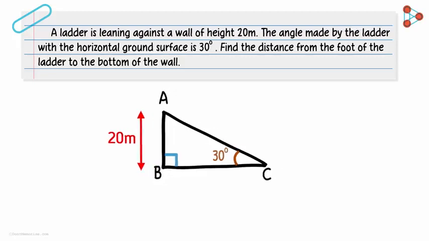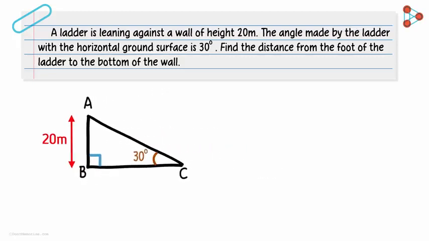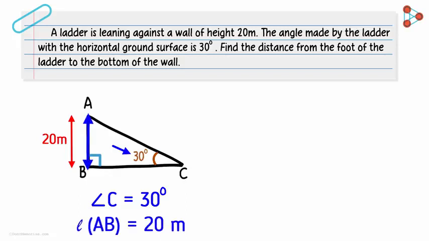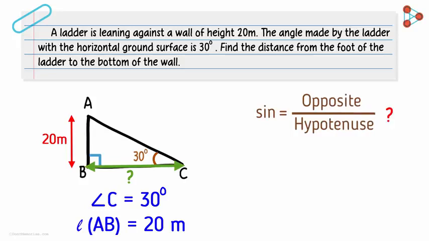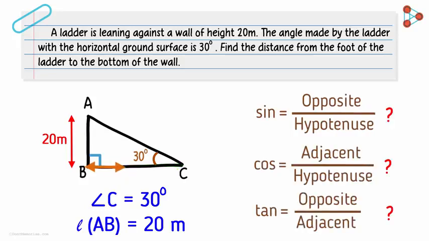Okay, let us solve this quickly now. We are given the measure of angle C here and we are also given the length of its opposite side AB. We are asked to find the length of BC. Which trigonometric ratio will we use here? Sine, cos or tan? BC is the side adjacent to angle C and that's what we are interested in.